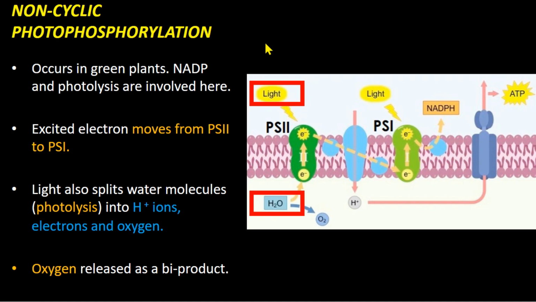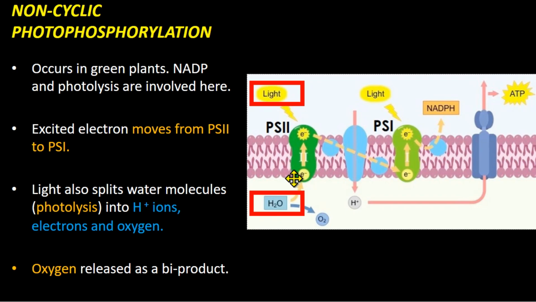Non-cyclic photophosphorylation is a lot more complicated. It involves both photosystems, photosystem 1 and photosystem 2. This mainly occurs in green plants, and this also involves the coenzyme NADP, which turns into NADPH when reduced. This also involves the photolysis or splitting of water molecules using light. So first of all, what happens here is that light energy or photons gets absorbed by photosystem 2.